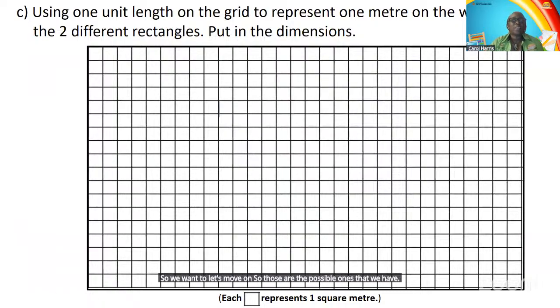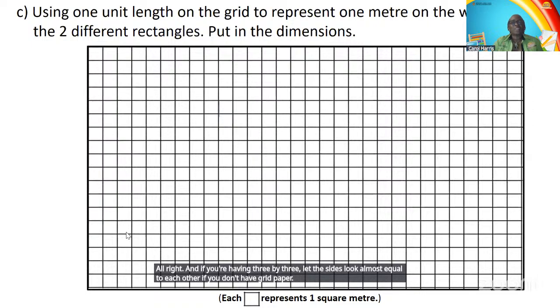Now we said, using 1 unit length on the grid to represent 1 meter on the wall, we wanted to draw 2 different rectangles. We don't know if you got to bring your grid paper, but let's say if you don't have grid paper, just represent your rectangles on the paper, showing the dimensions, okay? So make sure you draw your rectangle and make sure your rectangle is reasonable. So if you have 9 by 1, make sure the side that is 9 is just about 9 times longer than the side that is 1. All right? And if you're having 3 by 3, let the sides look almost equal to each other if you don't have grid paper.